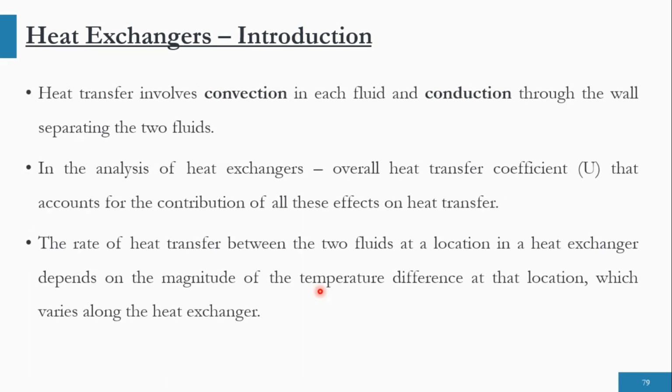Heat transfer in heat exchangers involves convection in each fluid and conduction through the wall separating the two fluids. First is the bulk motion, and then the heat transfer between the solid and the liquid. Since both fluids are not mixed, there is always a separate boundary wall separating them. In the analysis of heat exchangers, the overall heat transfer coefficient, that is U, which was studied during the heat convection phenomena, is very important. It accounts for the contribution of all these effects on heat transfer. This is an important aspect once we go to the numericals in heat exchanger problems.